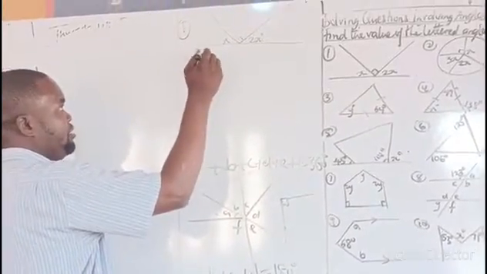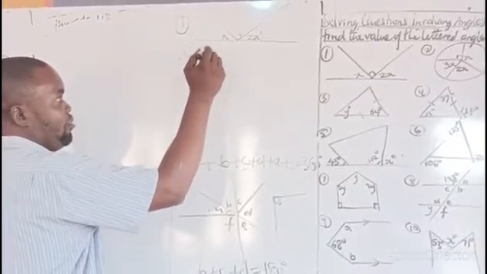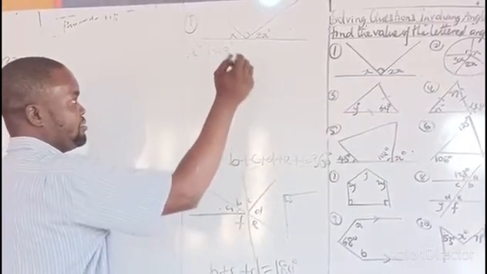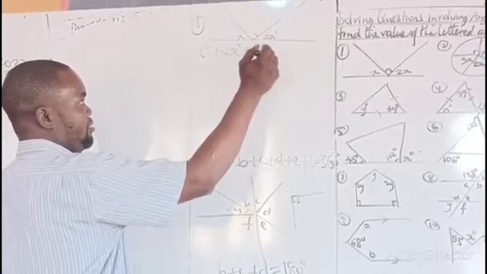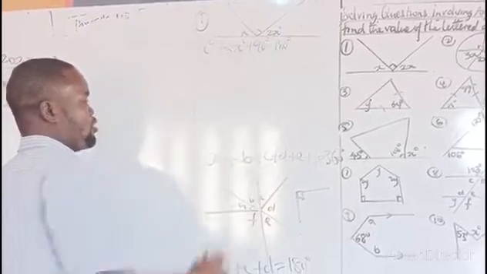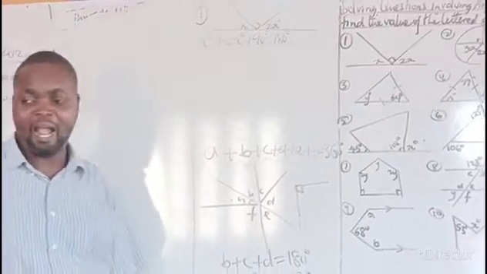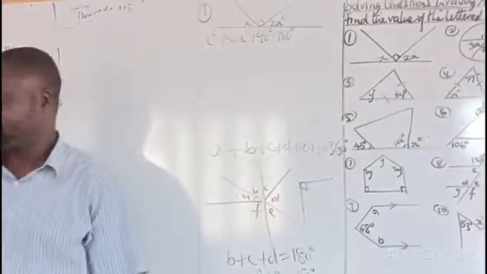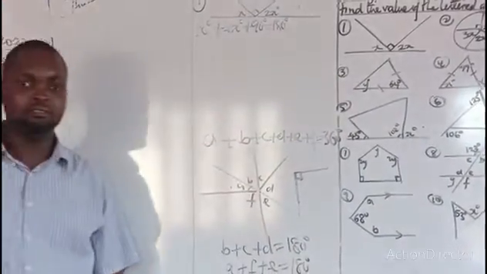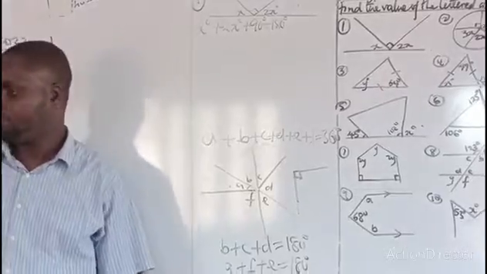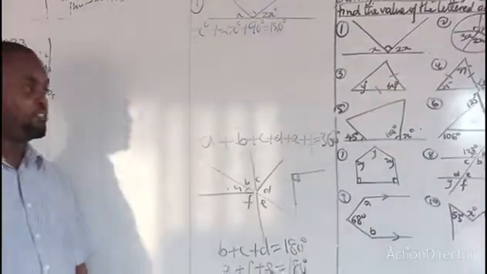F degree plus 2F degree plus 90 degree equals 180 degree, must be equal to 180 degrees. Why? Sum of angles on a straight line.